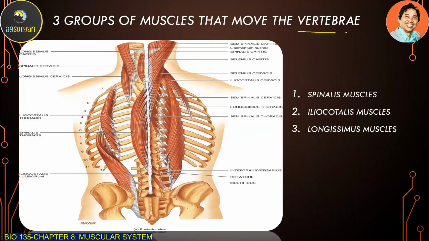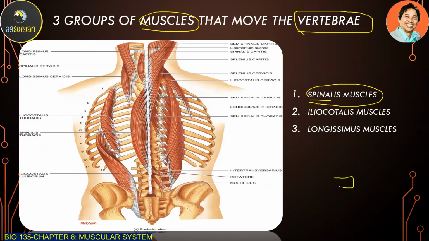Muscles that move the vertebrae. We can move our vertebrae, we can bend our body, or we can bend left or right, because of this group of muscles. The first one is the spinalis muscle, and the name is telling you this is connecting one vertebra to another vertebra.